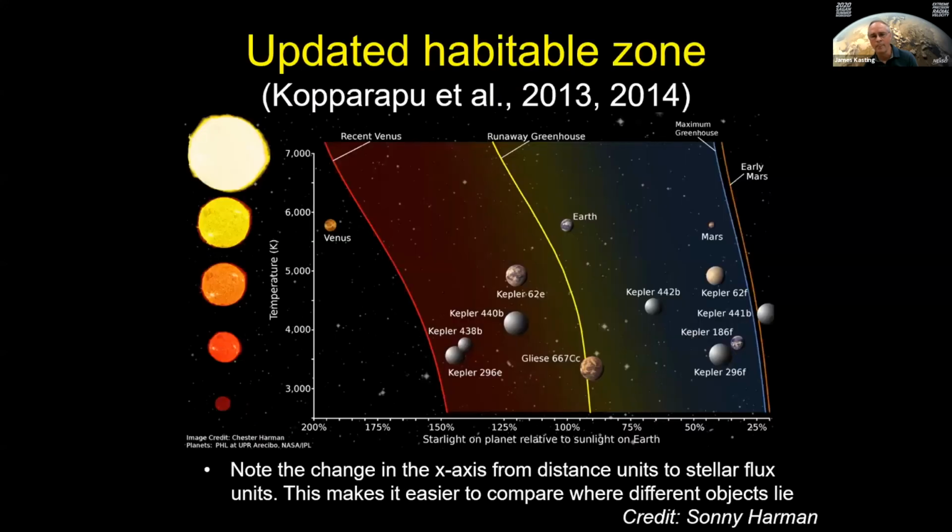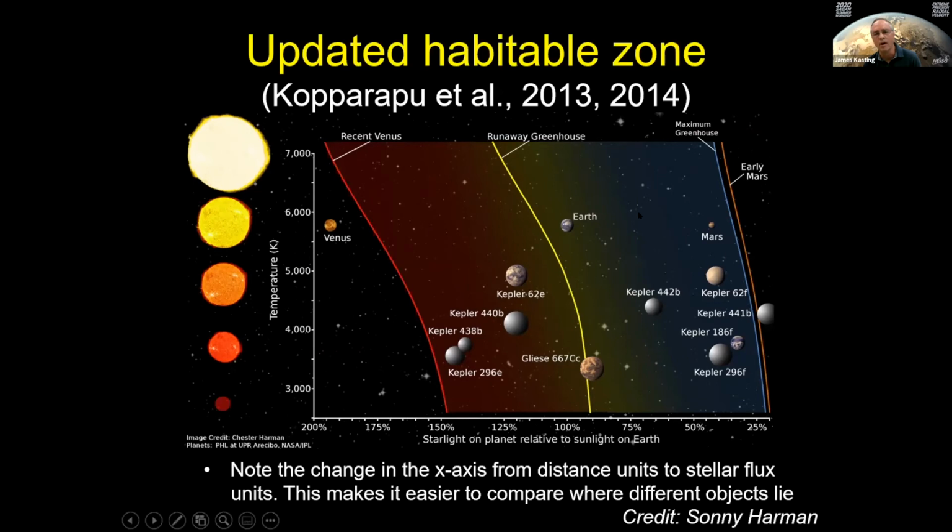Here's a more recent version of the habitable zone, from work done by my postdoc Robbie Kopparapu and then graduate student Ramses Ramirez back around 2013 and 14. What they did is update the older model with newer absorption coefficients, which are talked about in the online talk. We've also replotted the habitable zone. The x-axis is now the amount of starlight on the planet relative to sunlight on Earth, and the y-axis is the effective temperature of the star rather than stellar mass.